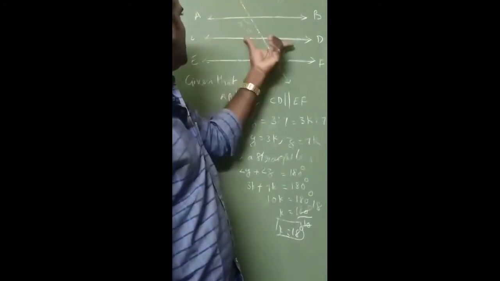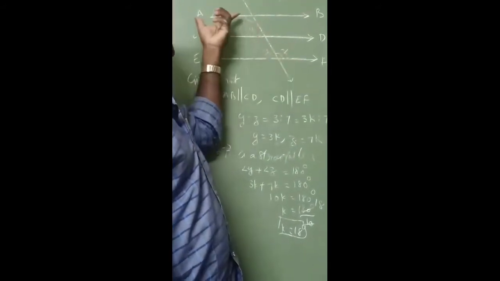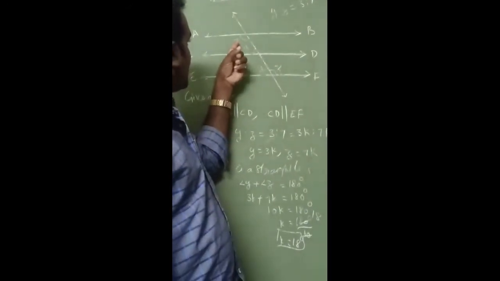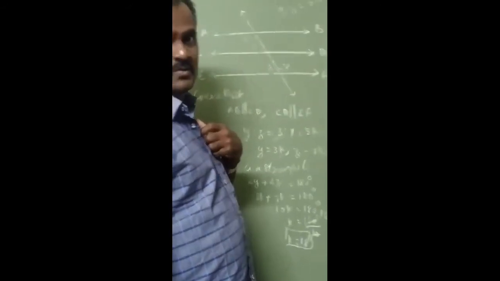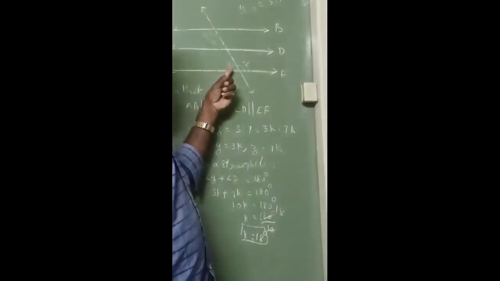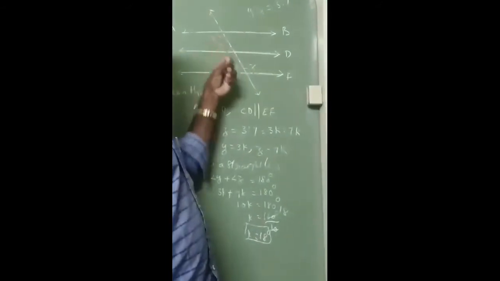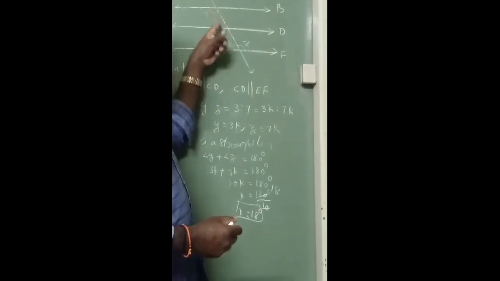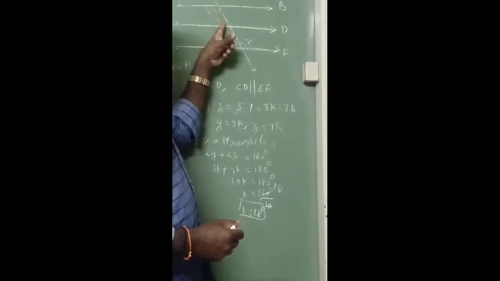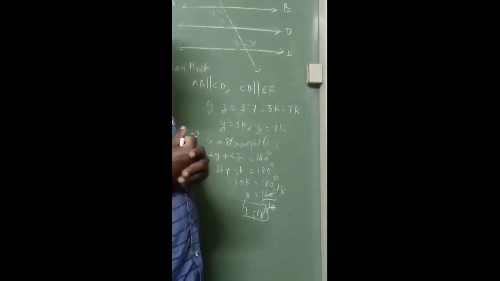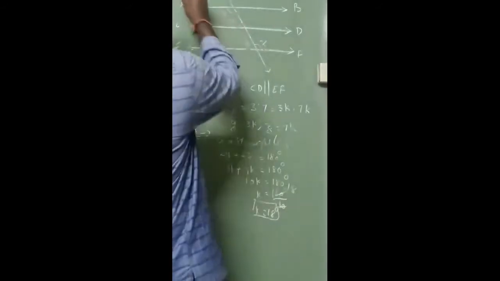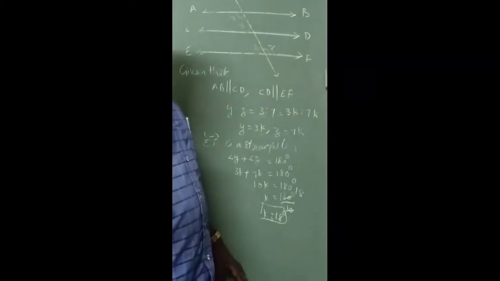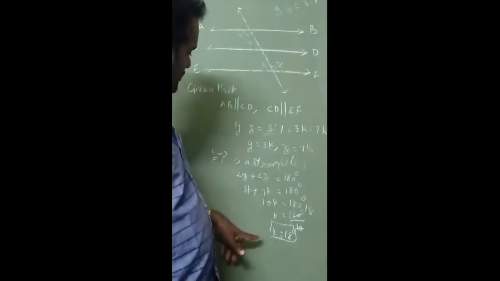Observe, students, this line L is parallel to AB. AB is parallel to CD and CD is parallel to EF. So is AB parallel to EF or not? AB parallel to EF means this angle is X, this angle is Y. These two angles are co-interior angles, so angle X plus angle Y is equal to 180. So K is equal to 18 degrees.